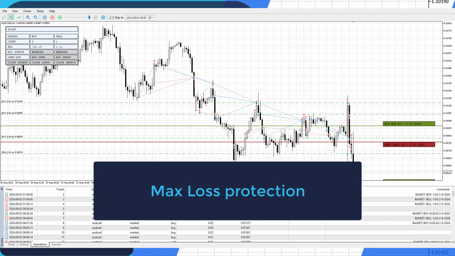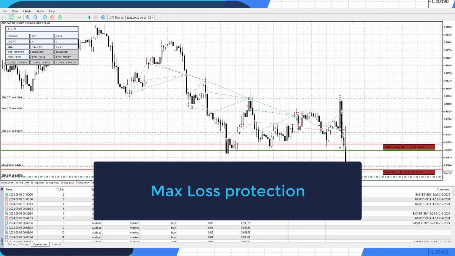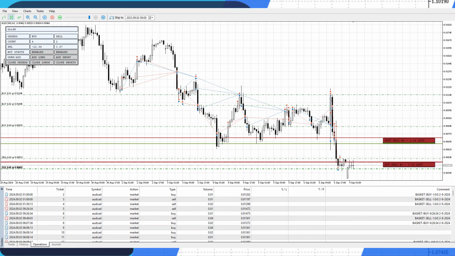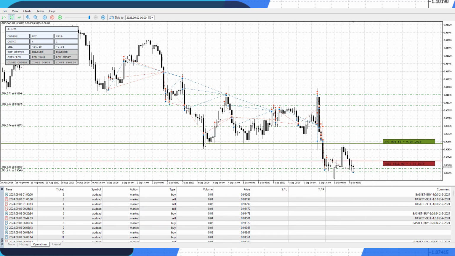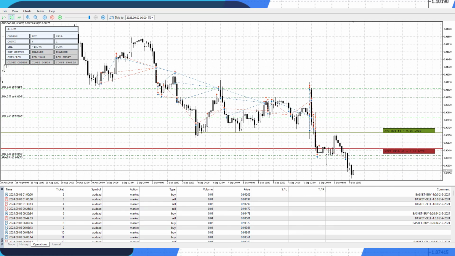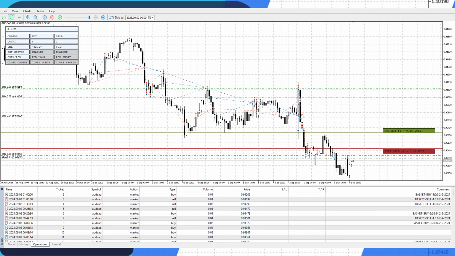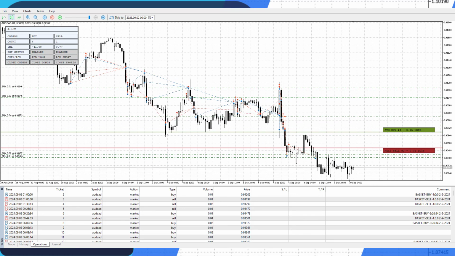If losses become too large, the max loss setting can close the basket, protecting the account. This is expressed as a percentage of the account balance. For example, with a max loss of 10%, all trades close once losses reach $500 on a $5,000 account.